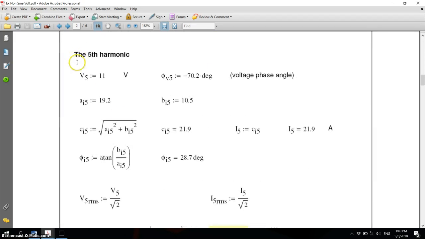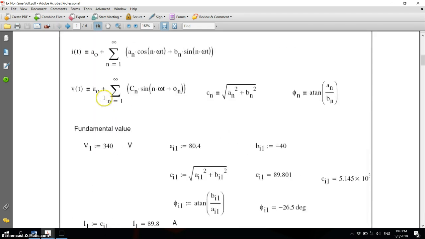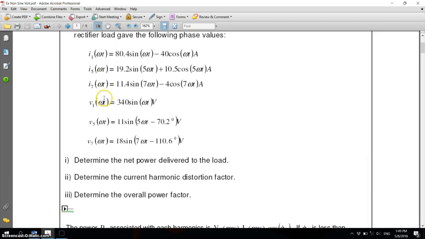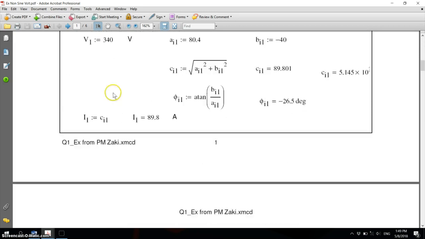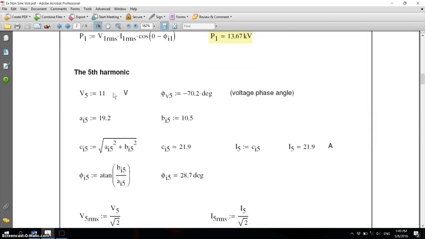You do the same. You already get the Cn for the voltage, so it's 11 volt, but the angle is minus 70.2 degree. And look at the current, is it true? Look at the equation again. So for current, 10.5 is your An, 19.2 is your Bn. Okay, so 10.5 is your An.